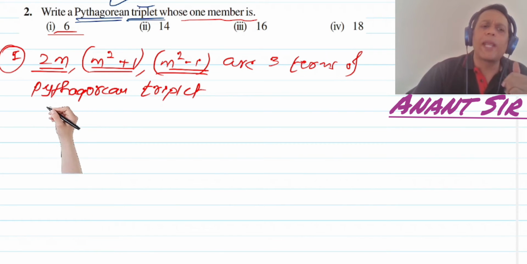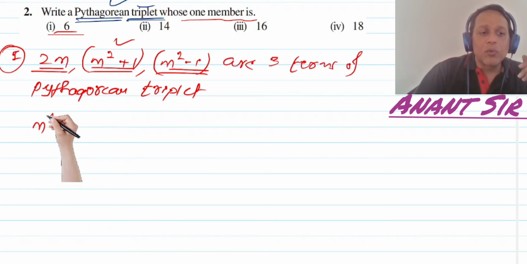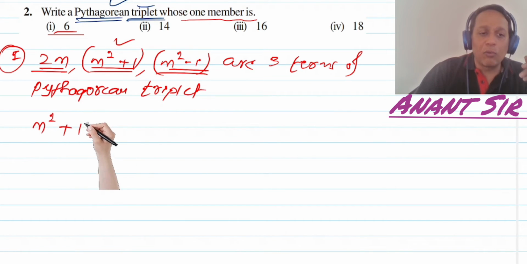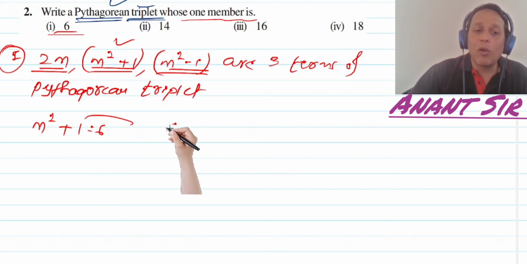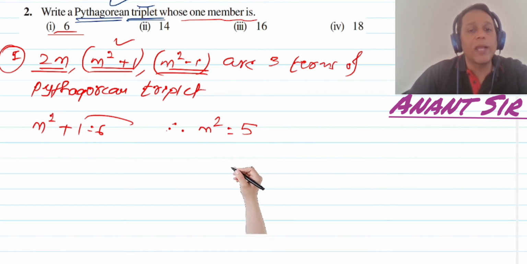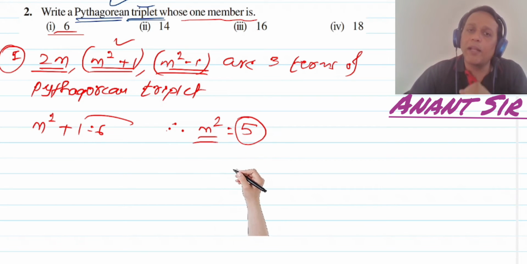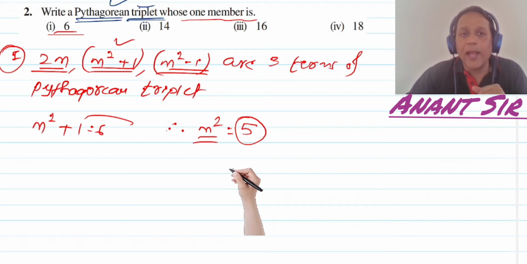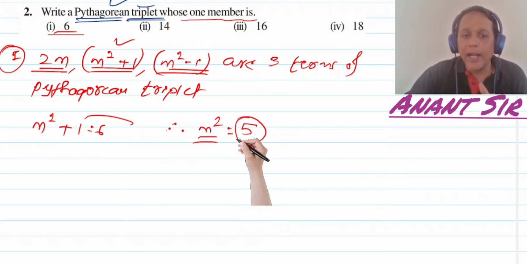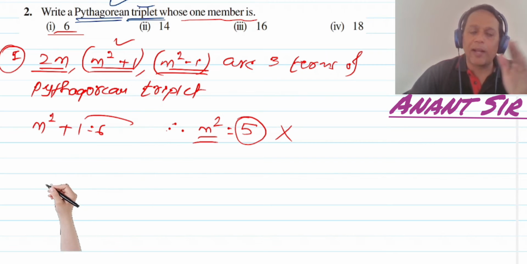So if we take for example m square plus 1 as 6, then what will be the value of m square? That plus 1 will become minus 1 there and it will be 6 minus 1. But 5 is not a square of any number. No integer has the square 5, right? So this is not possible. m square plus 1 cannot be 6.